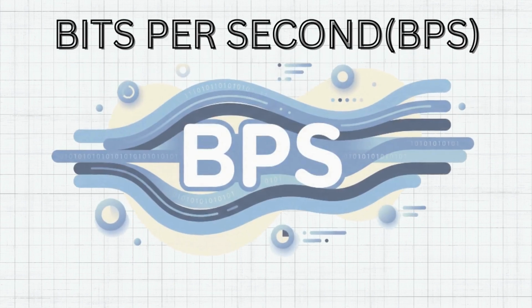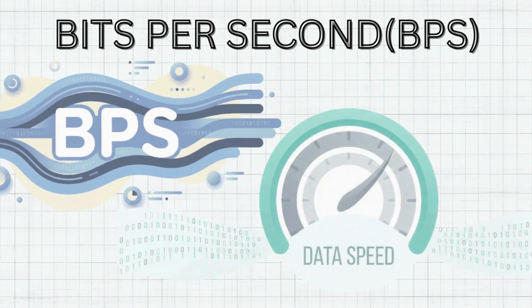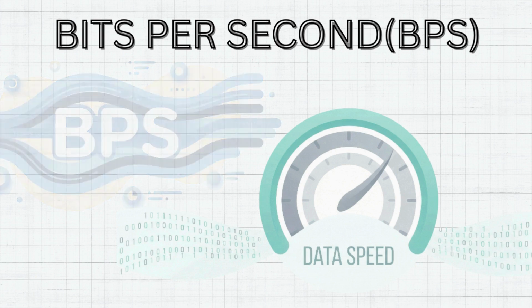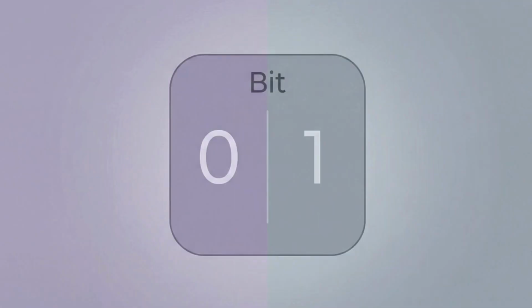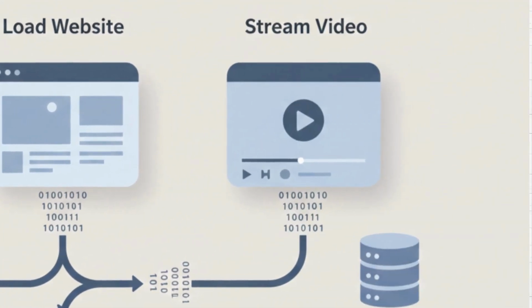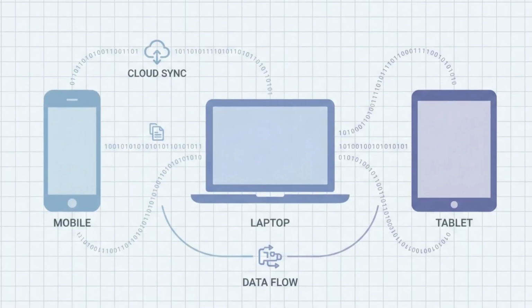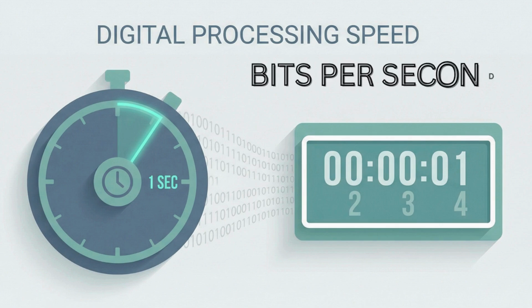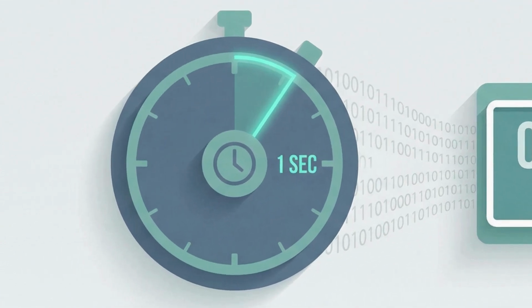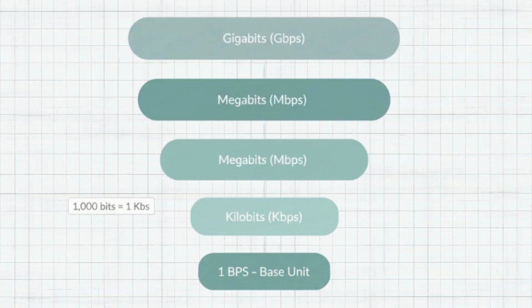Bits per second, commonly written as BPS, is the most fundamental way to measure how fast data moves. A bit is the smallest possible unit of digital information, holding only two values, 0 or 1. Every digital action, sending a message, loading a website, or streaming a video, relies on massive numbers of these tiny bits moving rapidly from one system to another. When speed is measured in bits per second, it simply tells us how many of these bits are transferred in a single second. On its own, 1 BPS is extremely slow and not useful for modern communication, but it serves as the base unit from which all other internet speed measurements are built.